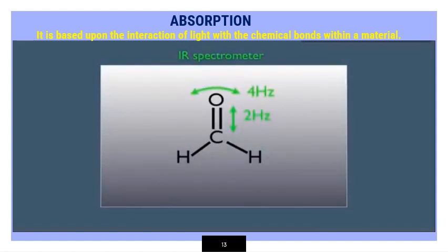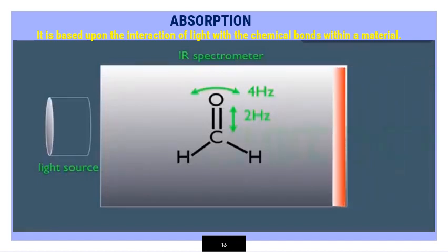So here is how the IR spectrometer functions. When the molecule is in the machine, we take something like this, a light source, which is simply something that has the ability to shine light at a molecule at various frequencies. On the other side of the machine, we have this thing right here, a detector. And all it can do is detect light.